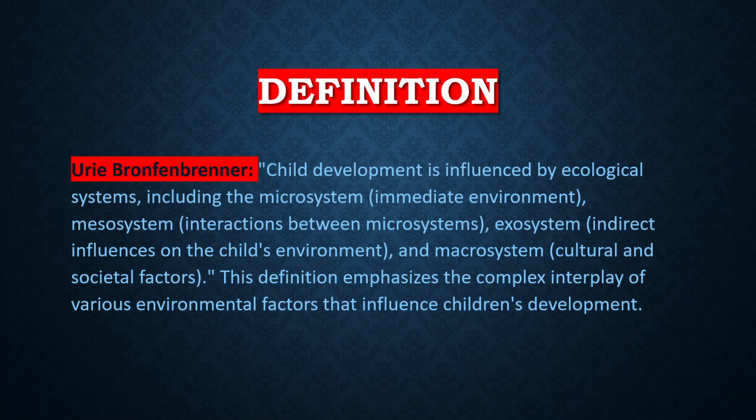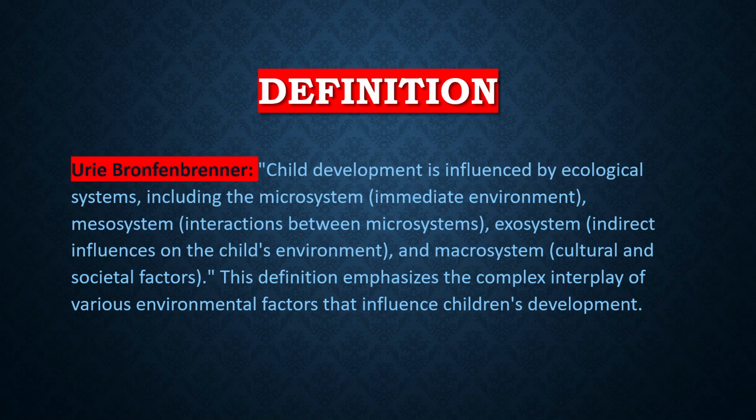So we have microsystem. What is microsystem? Microsystem is the immediate environment. It is the family in which we live, right? Then the mesosystem. So mesosystem is the interaction between microsystems. So family interaction, relatives interacting with our family. So those are microsystems, right?